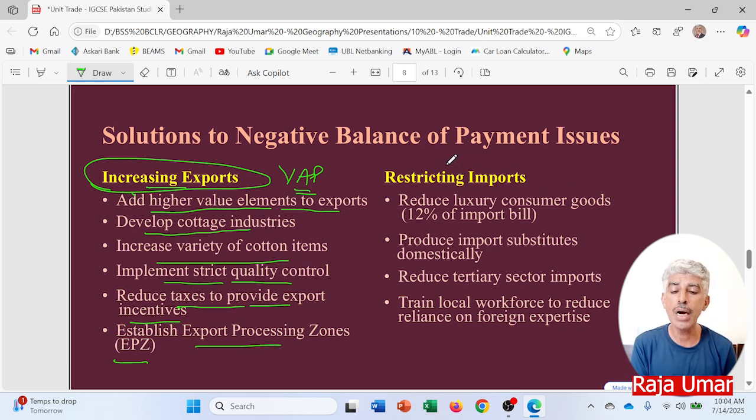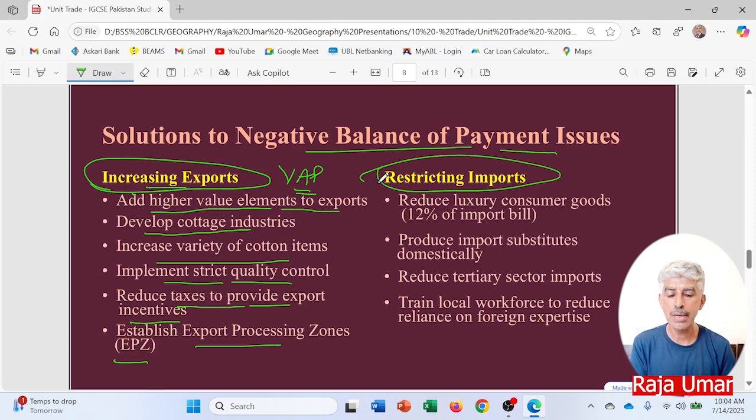So if we want to bring this negative balance of payments to some equation, we need to restrict the imports as well. How? Reduce luxury consumer goods, 12% of the import bill. Of Pakistan's total import bill, 12% consists of luxury items like perfumes, luxury cars, and all other luxury items.